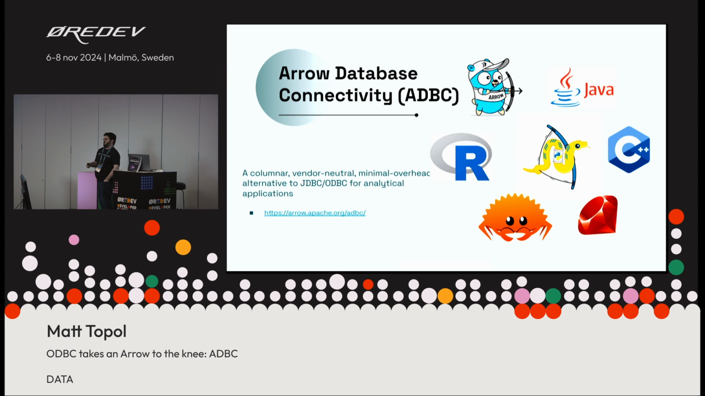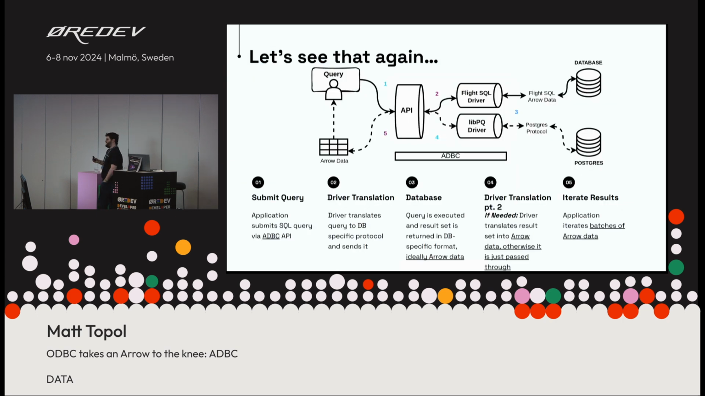Now, ultimately, it's an API with a bunch of drivers, and we have libraries and implementations in Go, Java, R, Python, Rust, and so on. And so it makes it very versatile and easy to use. So let's look at that same diagram again, that same workflow, but now we're going to use ADBC instead.